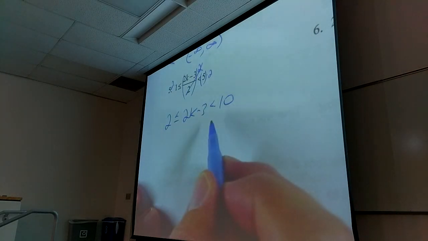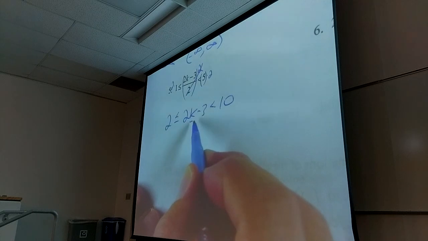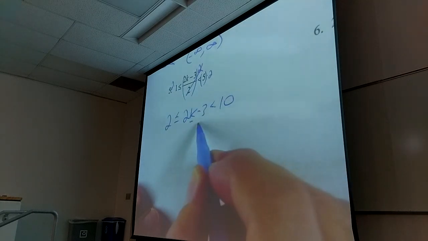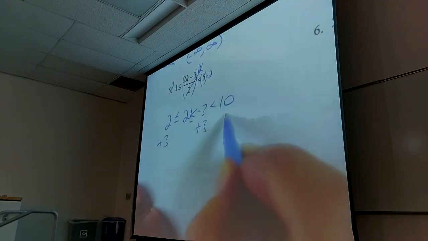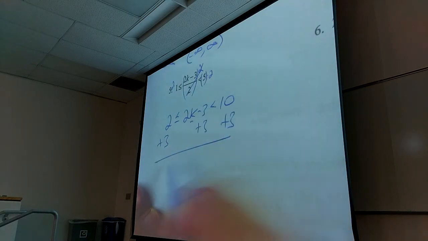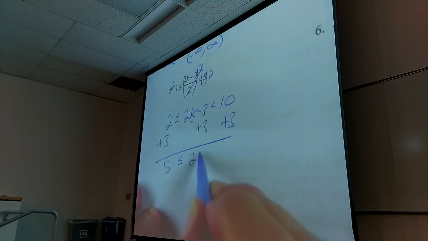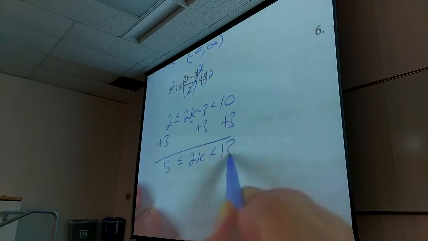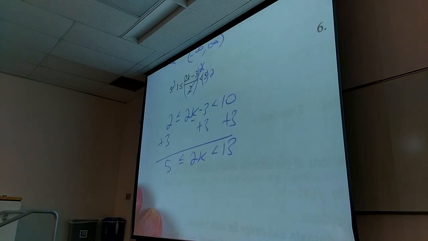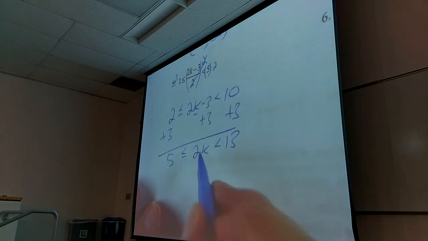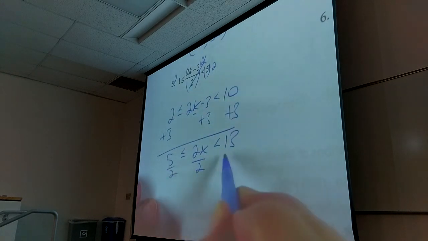What do I focus on? Of course, when I'm solving, I'm trying to get the letter by itself. That's what I'm trying to do. So what do I do? Add 3, 2, all sides. Less than or equal to 2K? All right, I got it. And then divide by 2 every side.